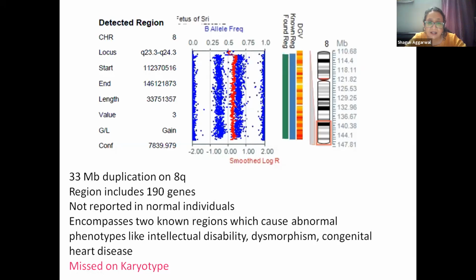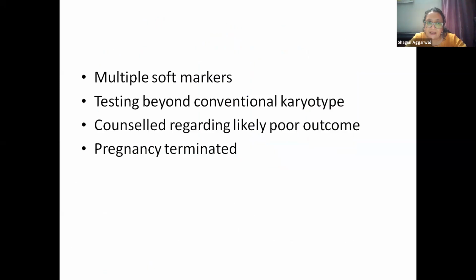Already it has regions which are known to present with phenotypes of intellectual disability and all. And most importantly, it was missed on karyotype. So in this particular case, although it was just soft markers, doing the microarray really helped in closing the situation for this family, and they were able to take a decision for termination.